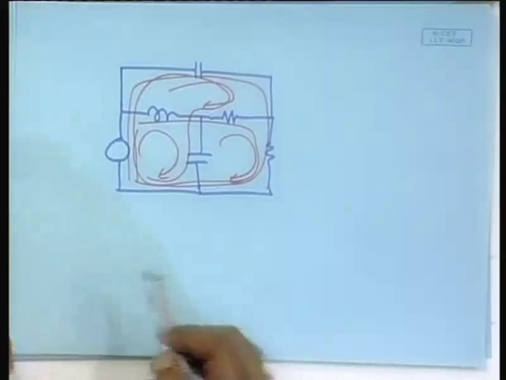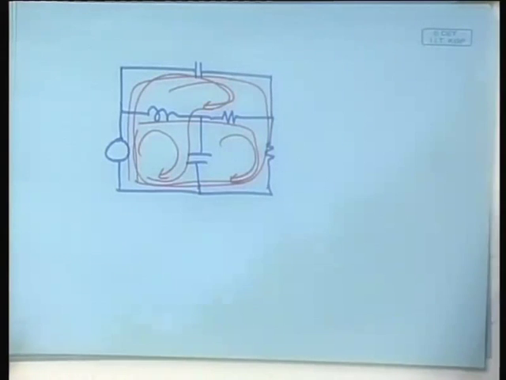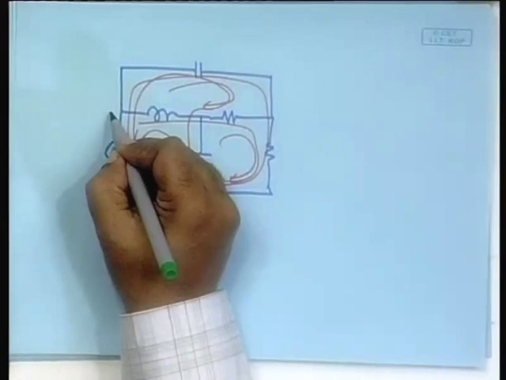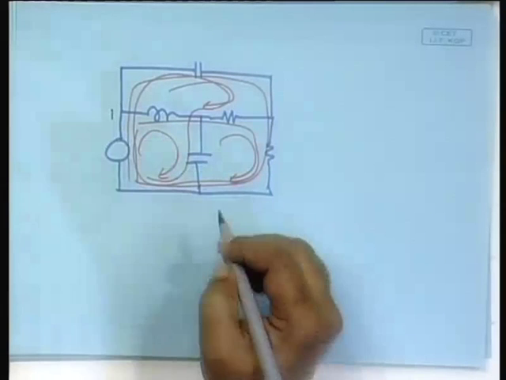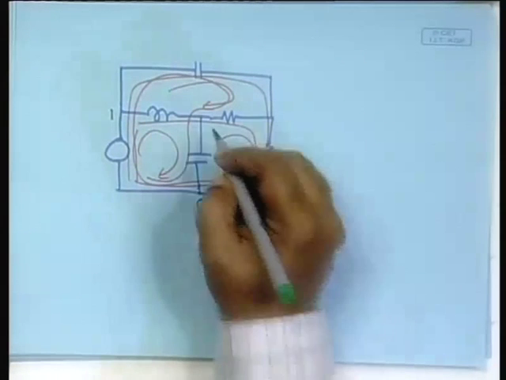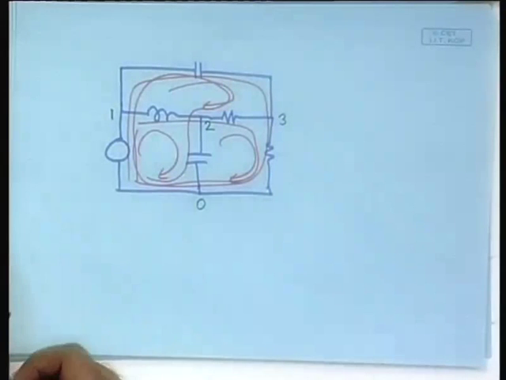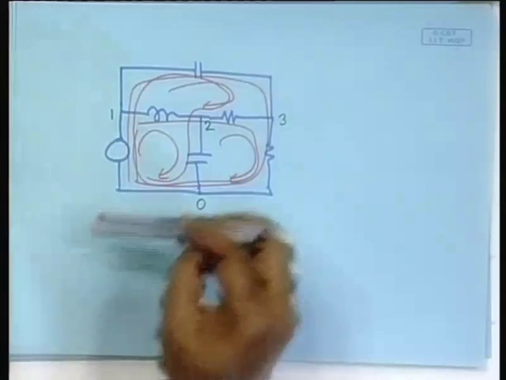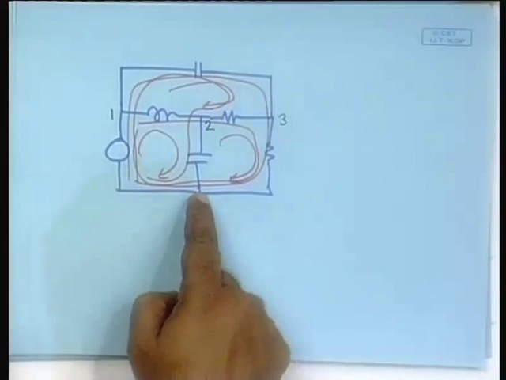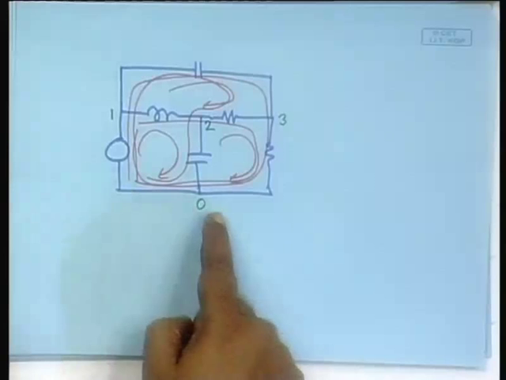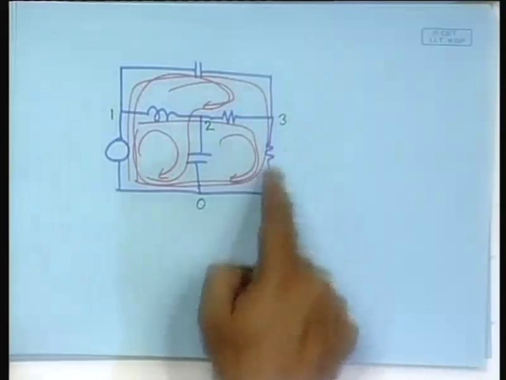So, if you identify the points by names, say I call them 0, 1, 2, 3, then we can easily write down the positions of the loops. For example, this loop would be called the 0, 1, 2 loop. This loop would be the 0, 2, 3 loop.